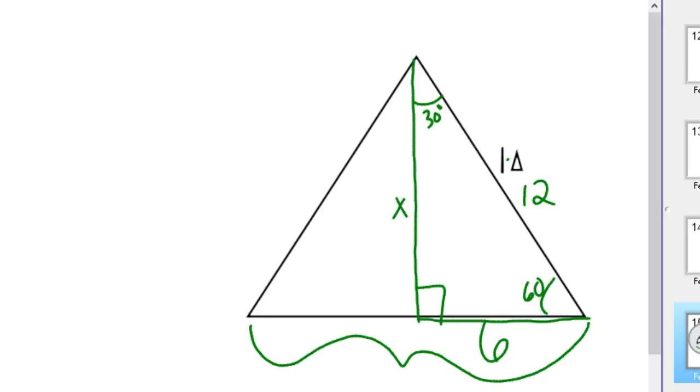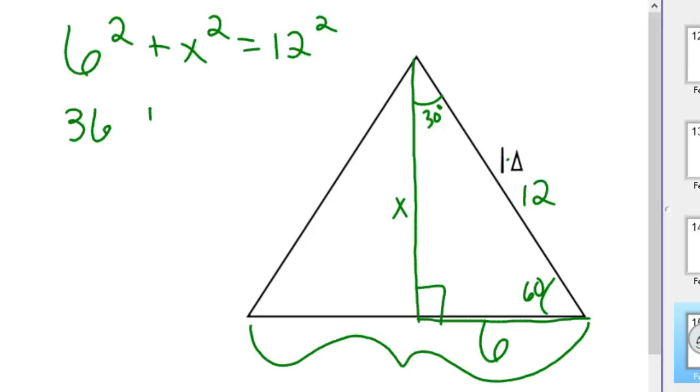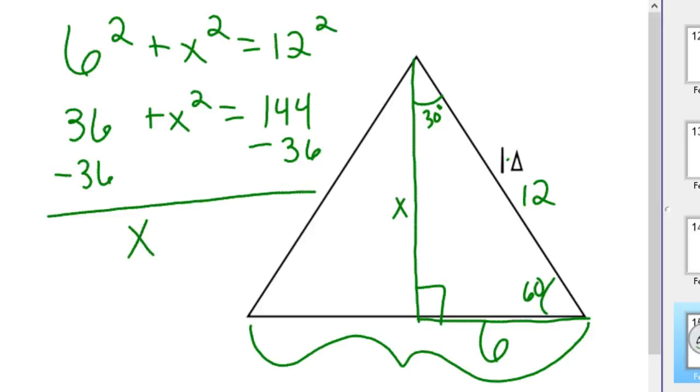So we could find that height, or that longer leg, with Pythagorean theorem. So we know 6 squared plus x squared equals 12 squared. And then by solving that, 36 plus x squared equals 144. You subtract the 36, and x squared equals 144 minus 36. We got to borrow, I guess.